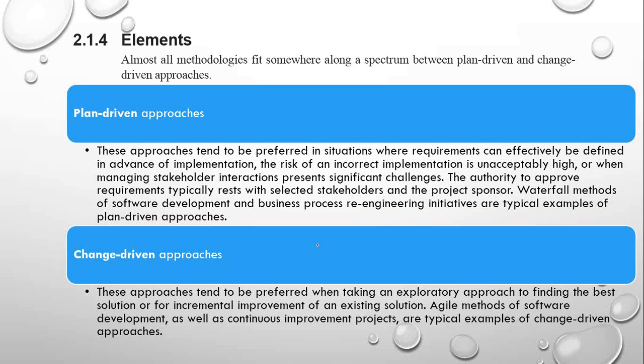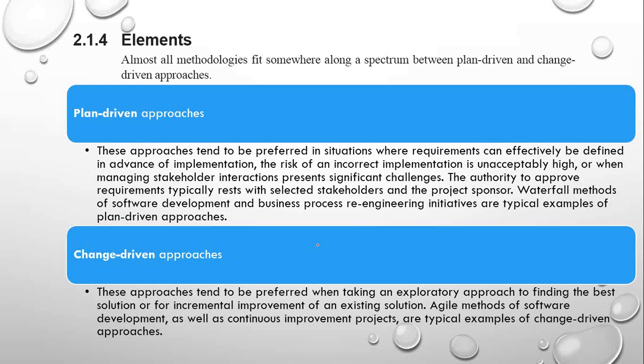As I already explained, these approaches tend to be preferred in solutions where requirements can effectively be defined in advance of implementation, the risk of an incorrect implementation is unacceptably high, or when managing stakeholder interaction presents significant challenges. The authority to approve requirements typically rests with selected stakeholders and the project sponsor. Waterfall software development and business process re-engineering initiatives are typical examples of plan-driven approaches.